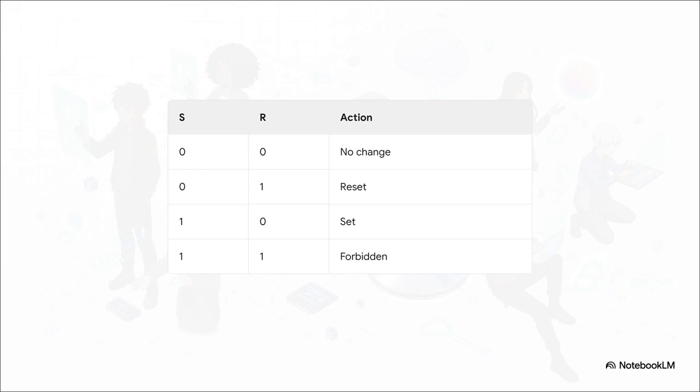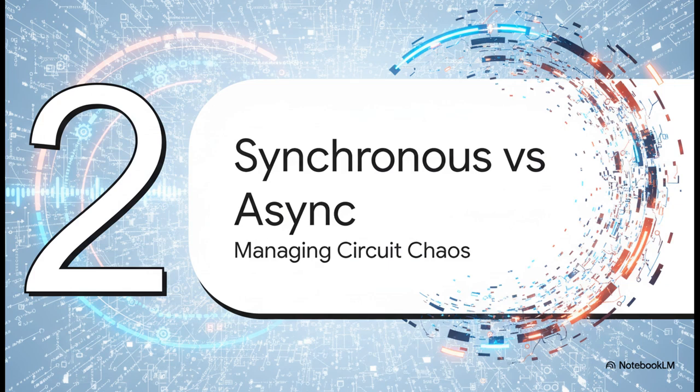But if you fire both set and reset simultaneously, you create a forbidden condition. Because our two outputs are supposed to be perfect opposites, firing both creates a logical short circuit that we absolutely must avoid.